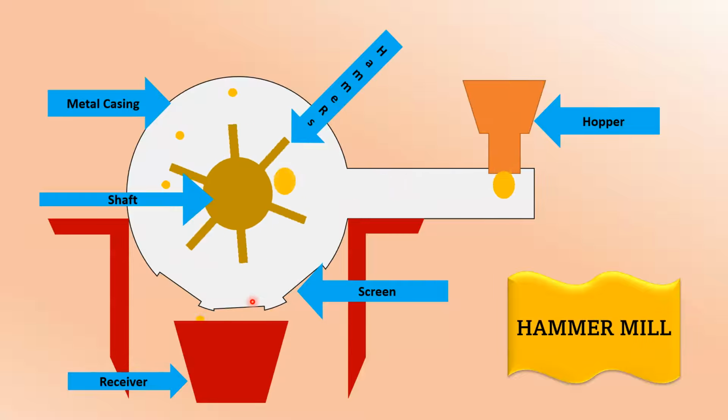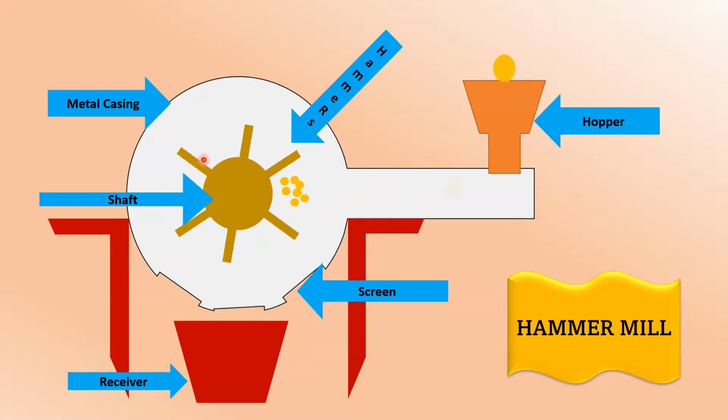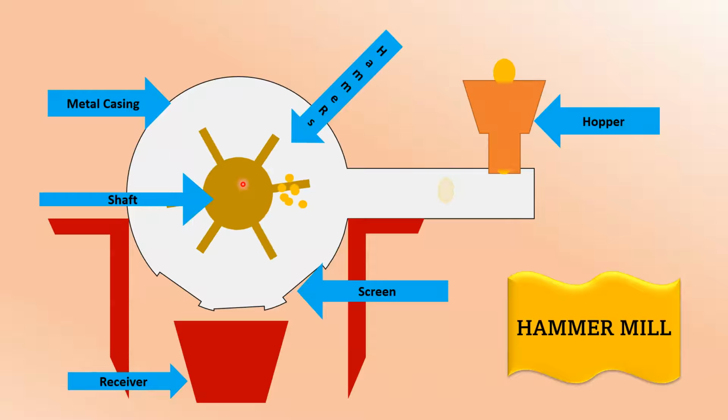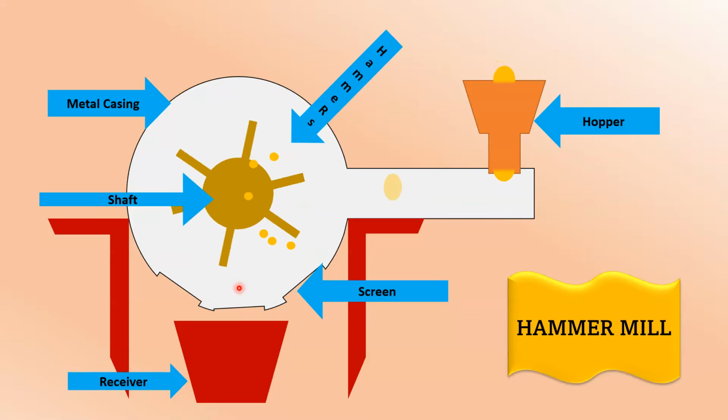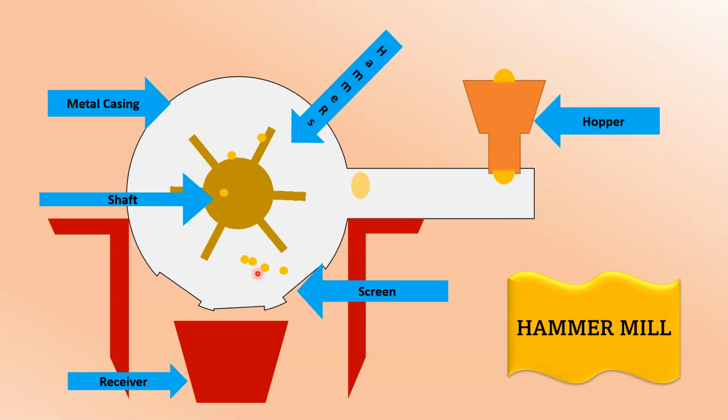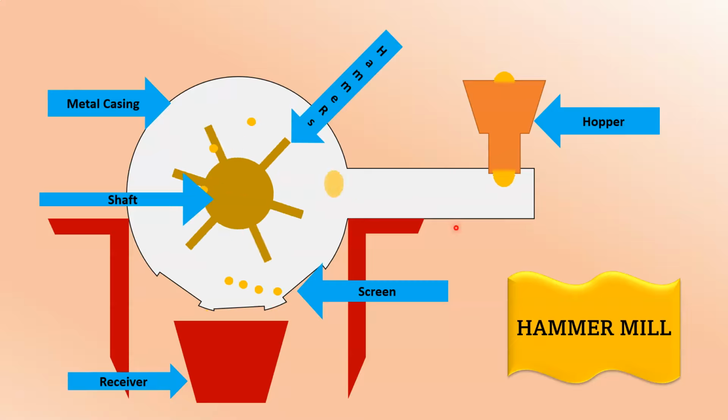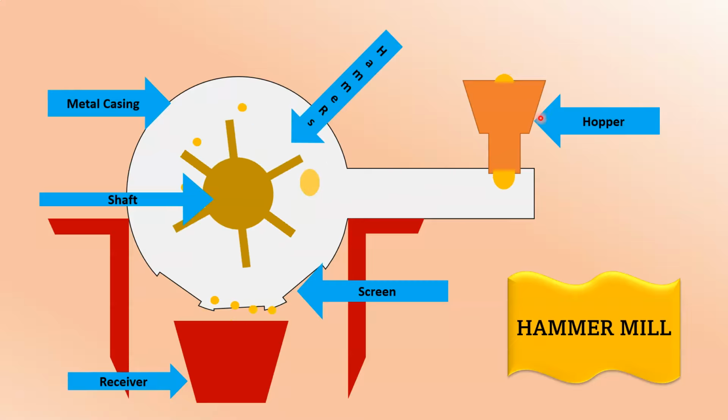So there are different parts of hammer mill. It has a stout metal casing. Then this is the shaft. To the shaft the hammers are attached. Then at the lower part of the casing the screen is attached, through which the size reduced material of the desired size is passed. And this is the hopper. So this is the working of hammer mill.